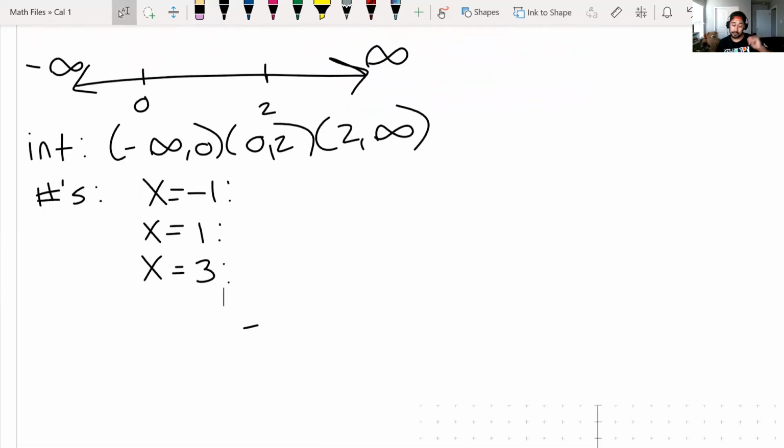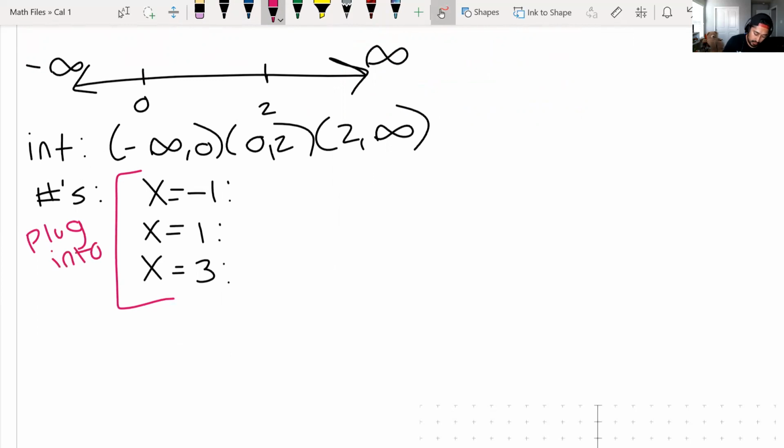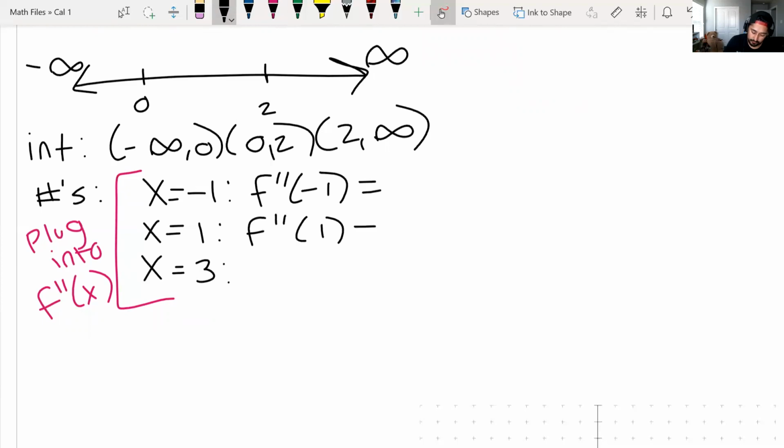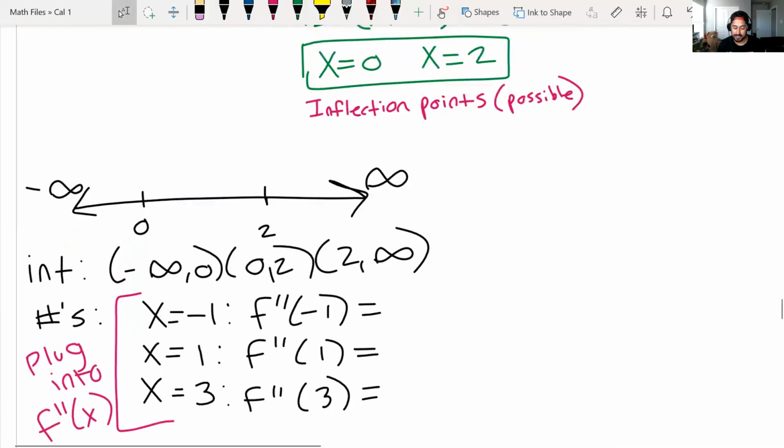Now, there's something different here. This is a sign chart for the second derivative. So these numbers you plug into f double prime of x. So f double prime of negative 1, f double prime of 1, f double prime of 3. And again, just like the other ones, I only care about the sign.